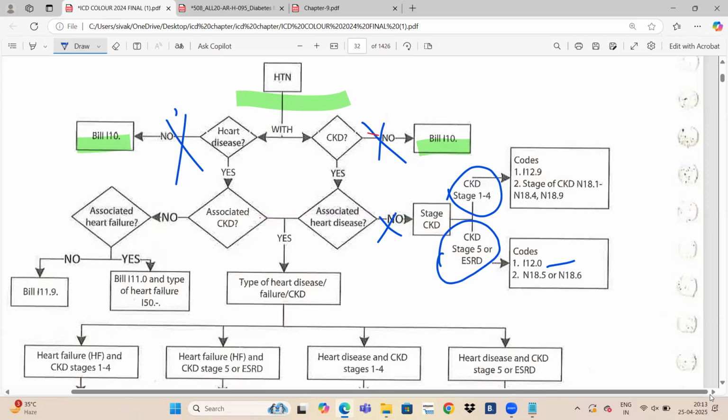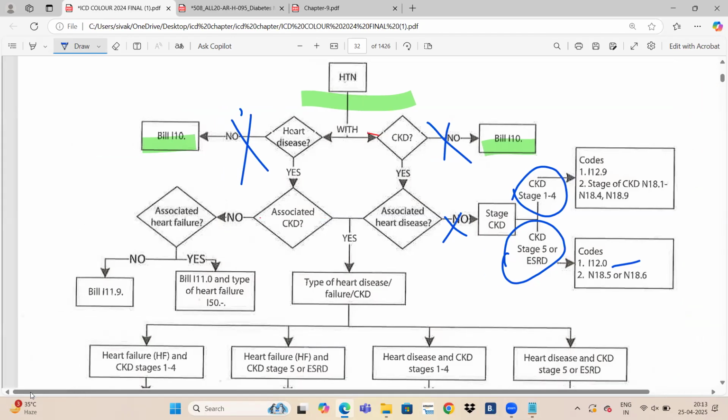I12.9 and N18.9. Additionally, two codes you need to use here. Hypertension with CKD, clear, right? Yes, sir. Now come to the hypertension, heart failure side.